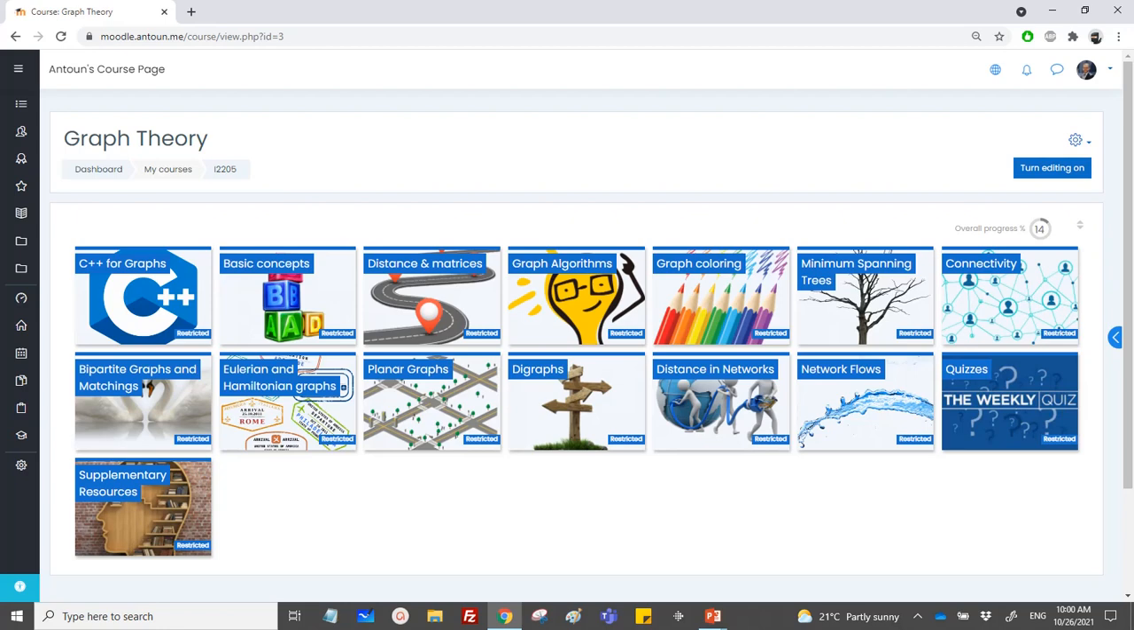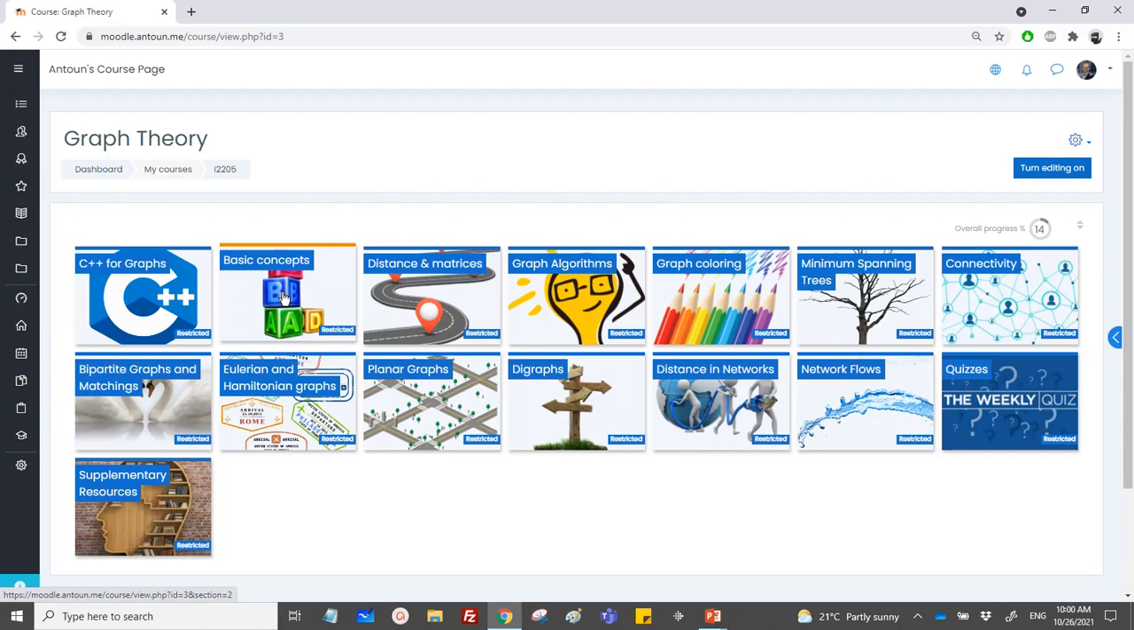So we have started with a brief introduction about C++ for graphs. We have seen the dynamic vectors, how we can search and sort vectors, and also some data structures like stacks, queues, deques, and priority queues that we'll be using while developing and implementing most of the algorithms in graphs.